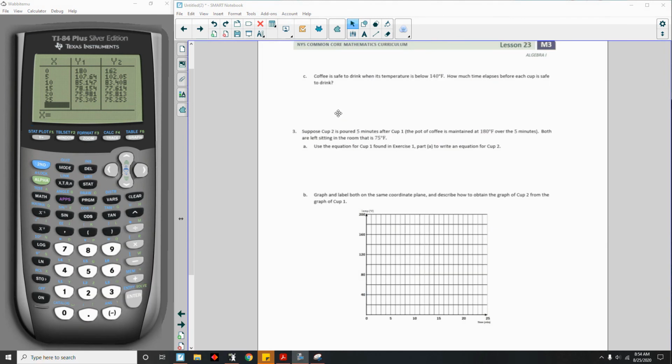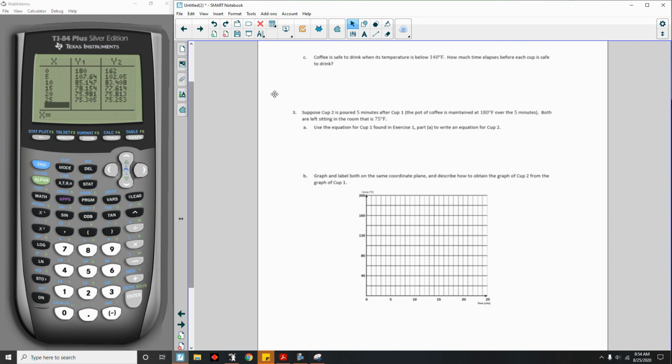Okay, page 4 brings us to part C of this problem, and it says coffee is safe to drink when its temperature is below 140. How much time elapses before each cup is safe to drink? So we already know the answer for the coffee that was black, but now we just need to calculate the time the coffee that has milk in it is safe to drink.